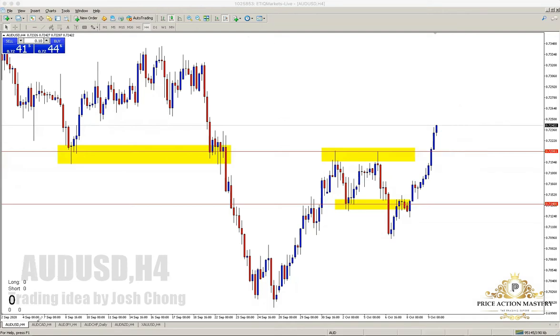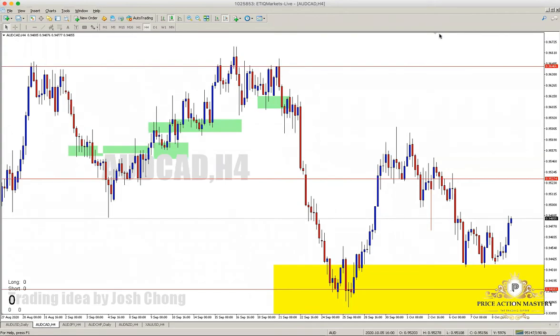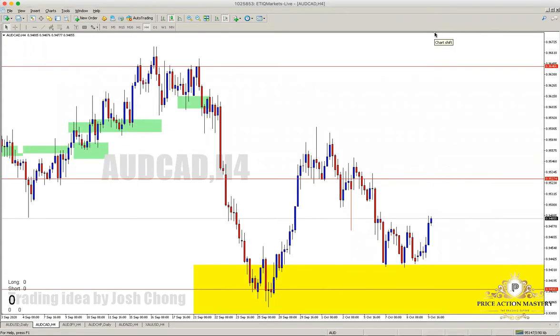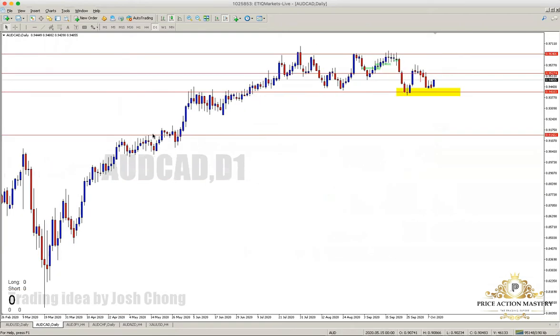So this is the Aussie dollar. Even if we look into day one, yes, it went from down and changed back to up. Then the second is Aussie cat. The Aussie cat is mostly moving the same way as Aussie.